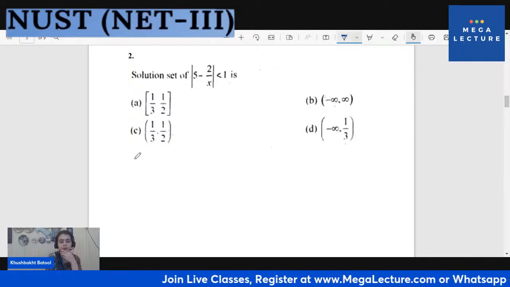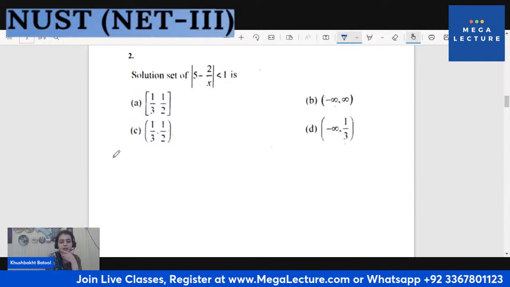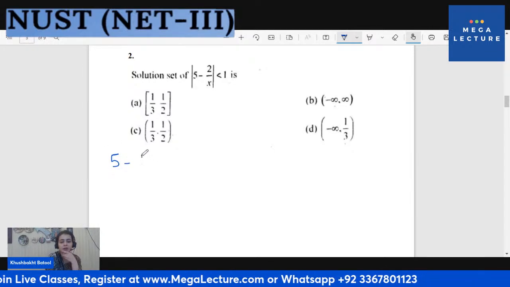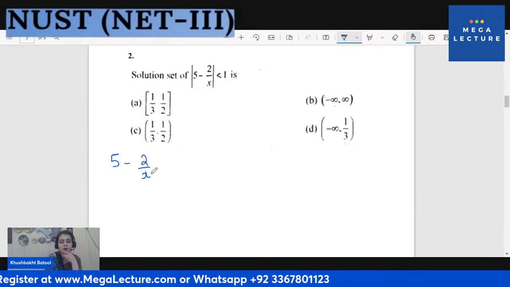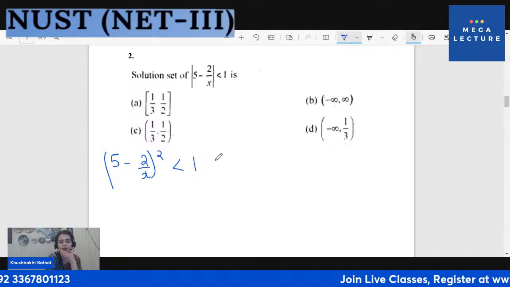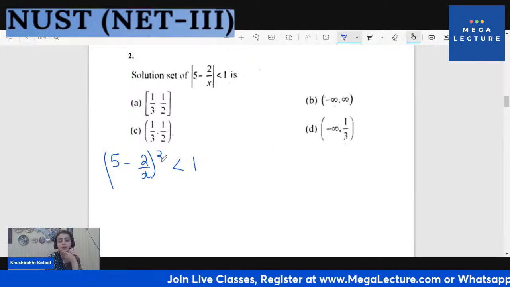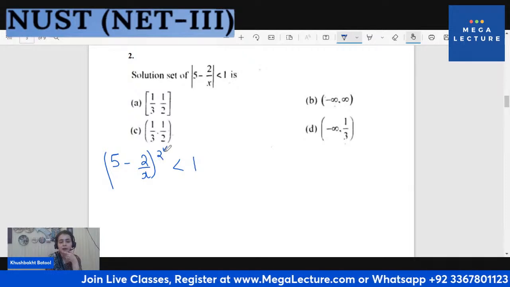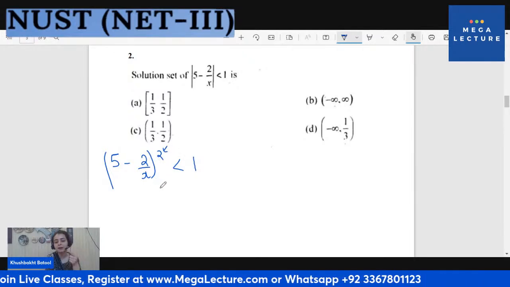So I can think about it as (5 - 2/x)² < 1, since 1 squared is 1, right? Now I can either get rid of the square or I can expand it and then do it.